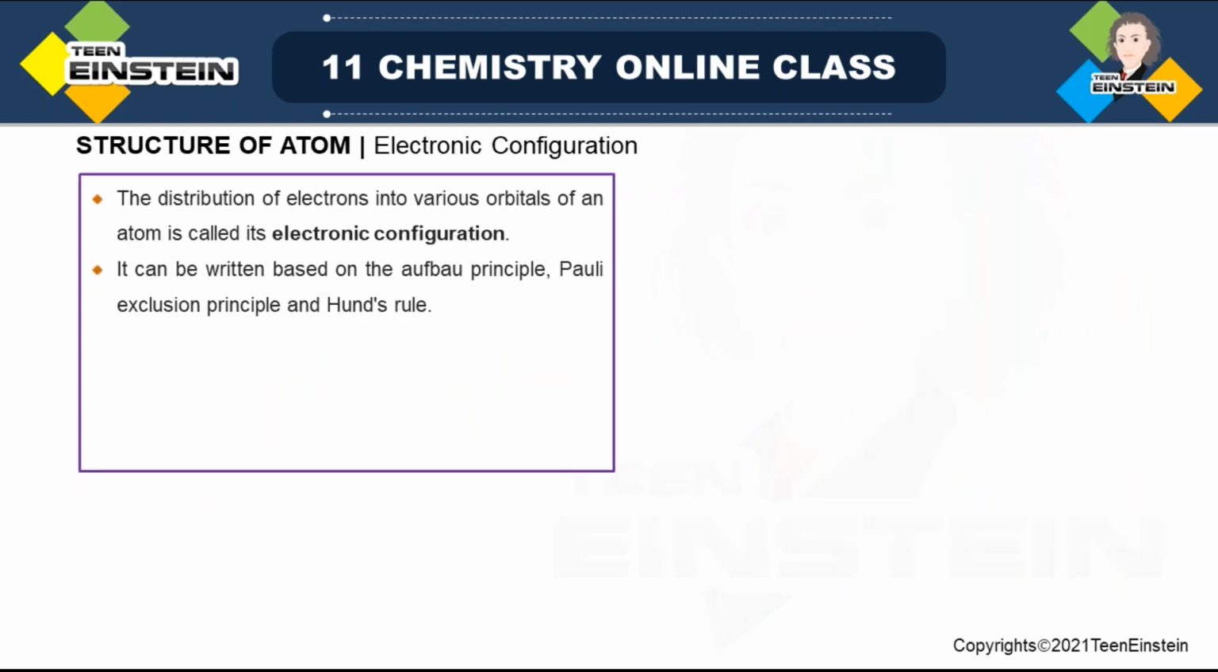So now we will see electronic configuration, how, maintaining all these rules, we can write it. So what is electronic configuration? It is basically the distribution of electrons in different orbitals, and how we will write it based on all these principles that we have just discussed.